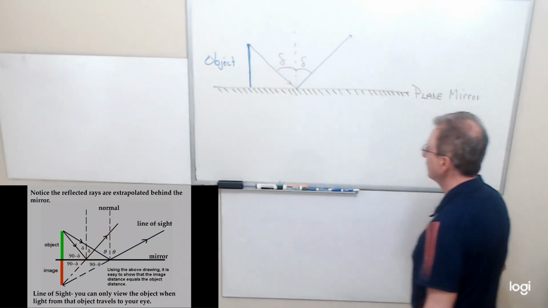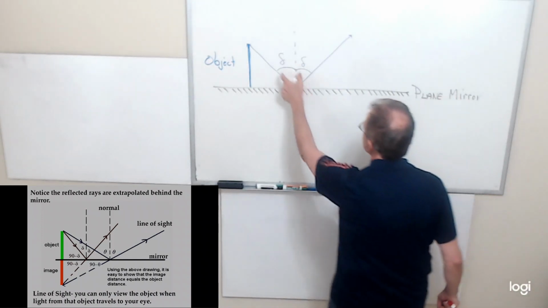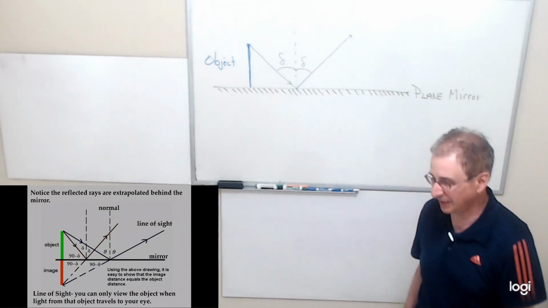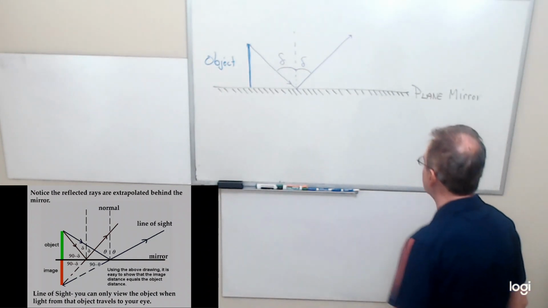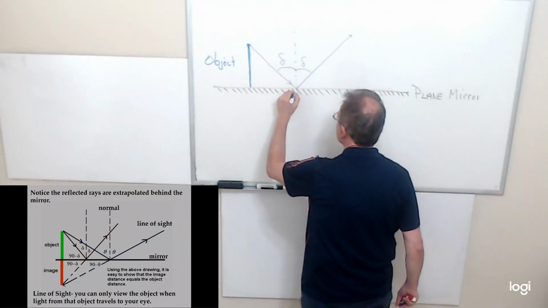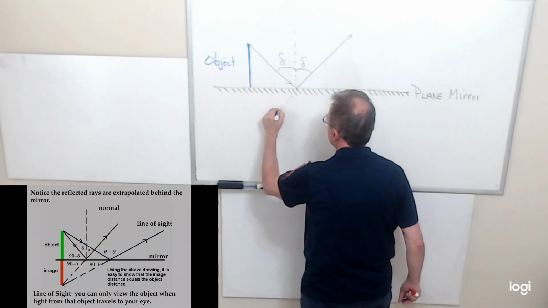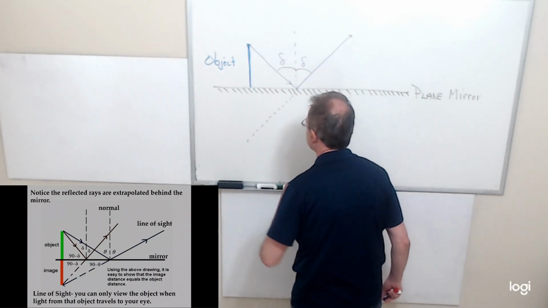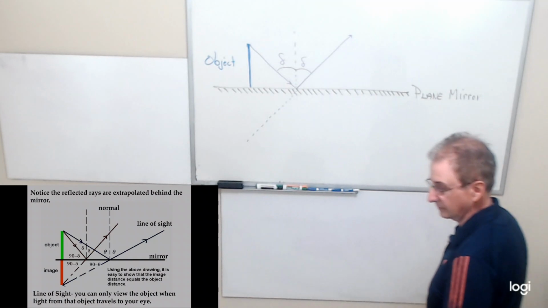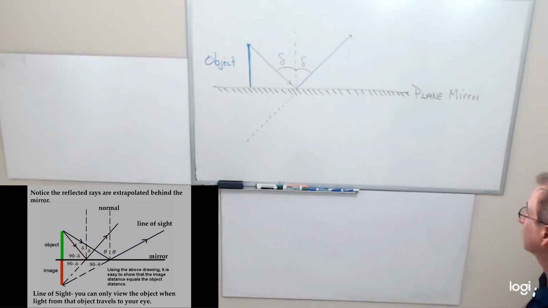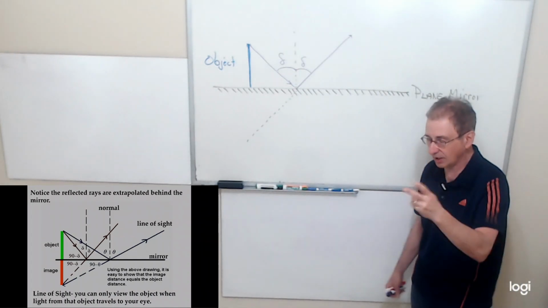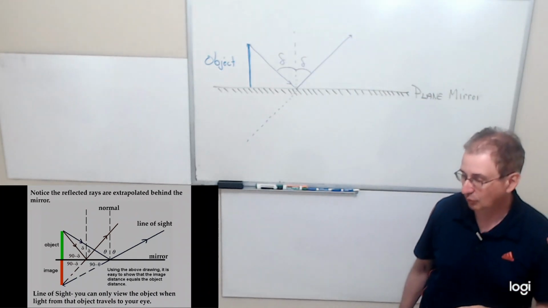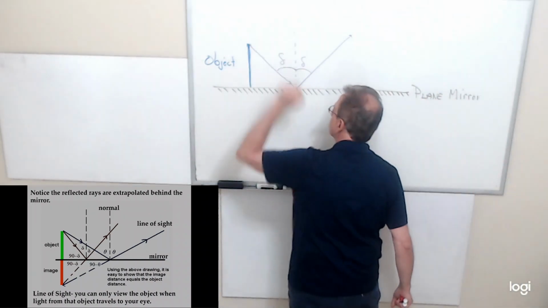That's the reflected ray. Hopefully these are almost the same. I'm trying the best I can to make them the same. And just for fun, I'm going to take this ray and extrapolate it back behind the mirror. Okay? So that's one ray. But one ray is not enough to tell you where the image is at. You need at least two rays to tell you where the image of this point is at.